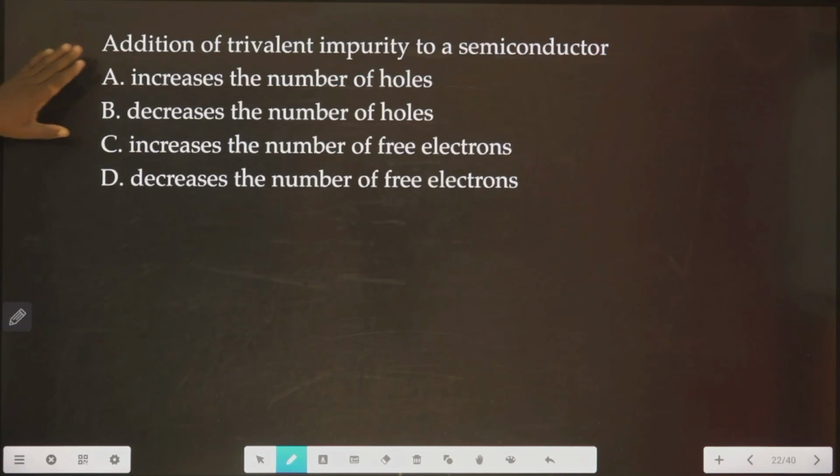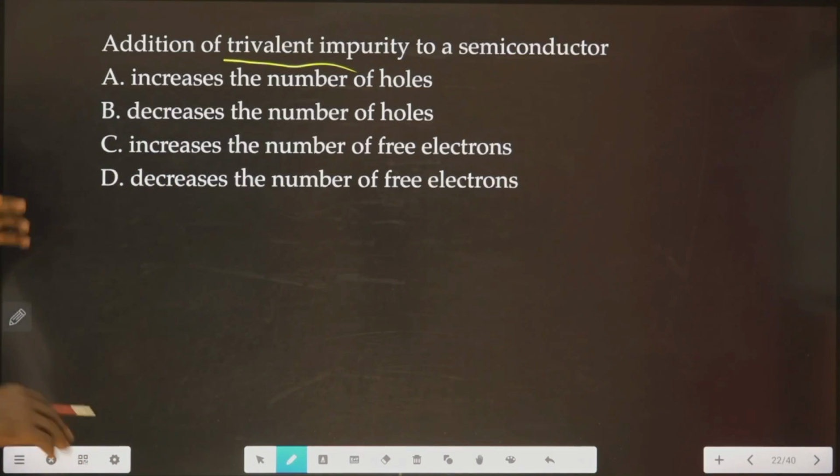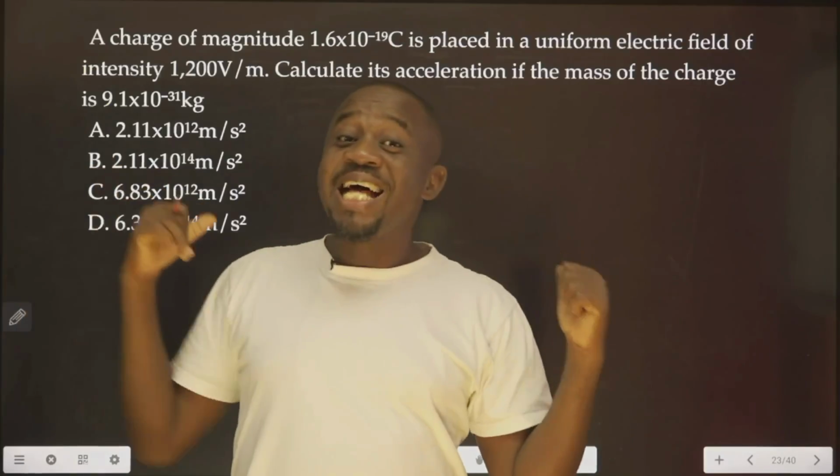When you add prevalent impurity to a semiconductor, it is meant to create more holes in the structure of the semiconductor. To create more holes in the structure of what? Of the semiconductor. So A is the answer. Okay? Let's look at this question.